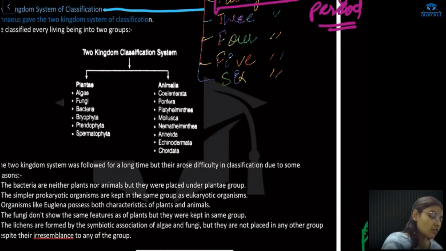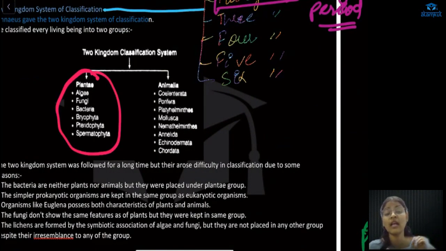Looking at this figure only, what did they put in Plantae? He put fungi also in the Plantae. He put some kind of protistans into Plantae, and whatever things had the characteristic of green color were put in the Plantae group. And Animalia, whatever were non-green and cannot make their own food, were put into Animalia.